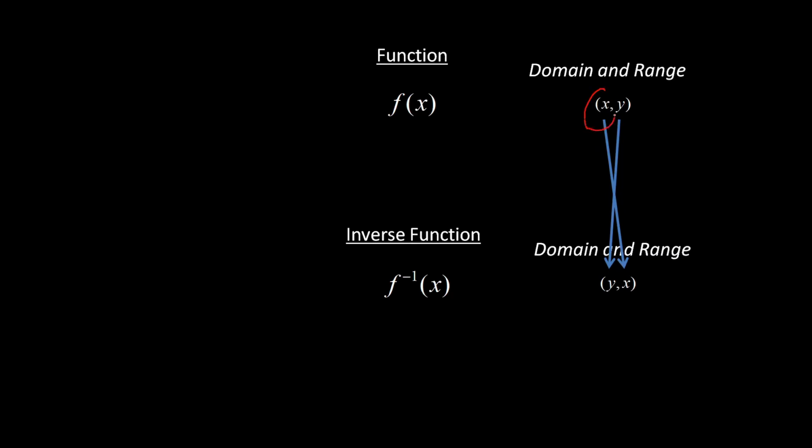The domain of a function becomes the range of the inverse, and the range of the function becomes the domain of the inverse. Sometimes we say the input and the output switch. That's an inverse function.